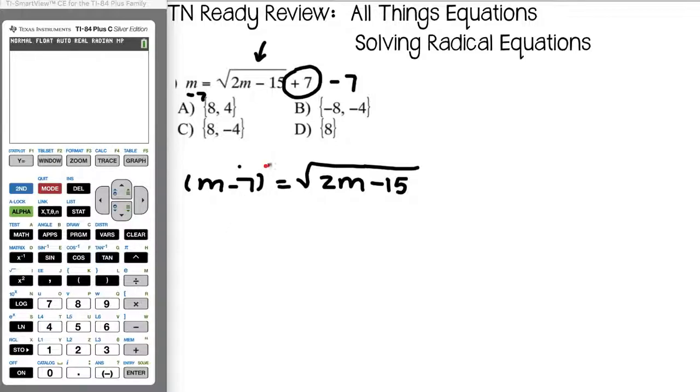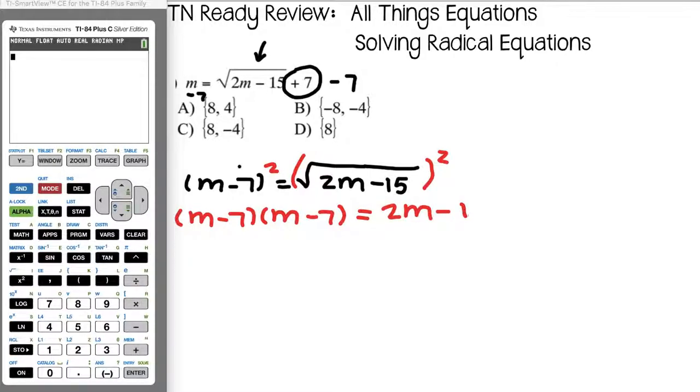So I'm going to square the m minus 7, and then I'm going to square this whole thing right here. What that does on the left side is give me m minus 7 times m minus 7, and I'm going to have to multiply that out in a minute. But don't worry, we got this. What that does for me on the right side is allow me to eliminate the radical and make it go away. All right, so I am one step closer to solving this equation.